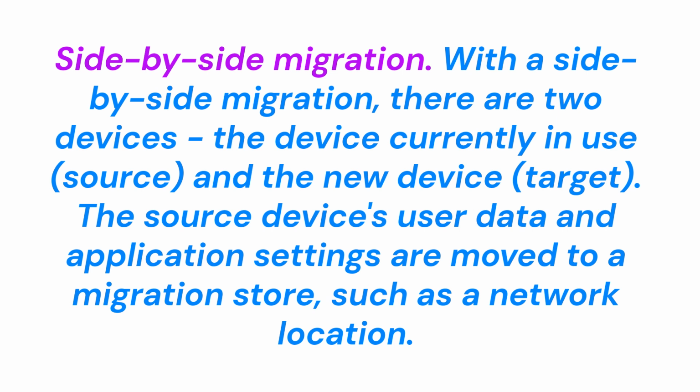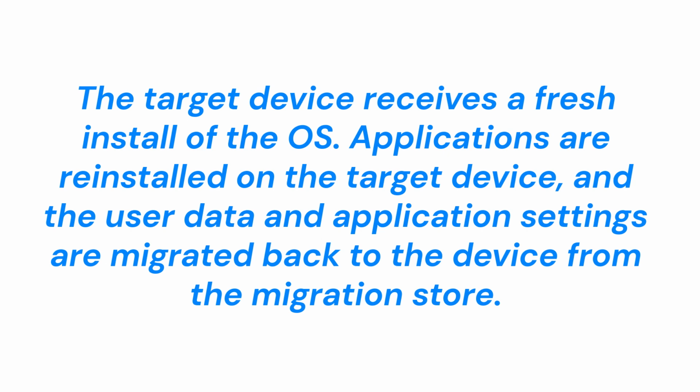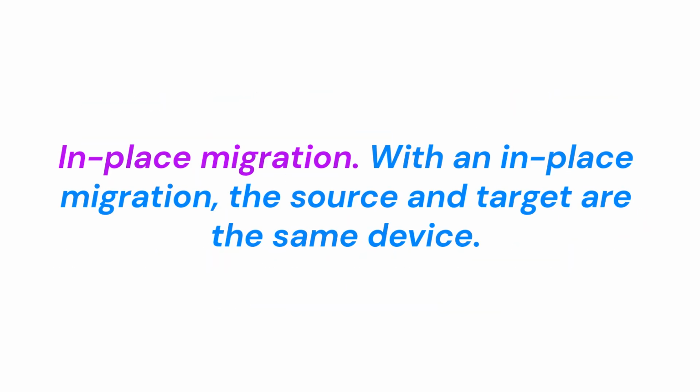The source device's user data and application settings are moved to a migration store, such as a network location. The target device receives a fresh install of the OS. Applications are reinstalled on the target device, and the user data and application settings are migrated back to the device from the migration store. In-place migration.